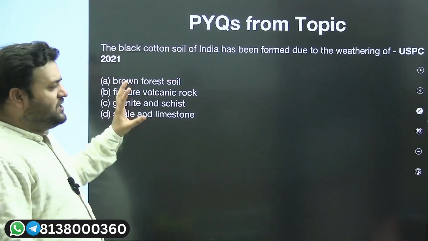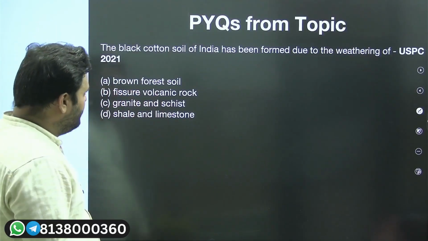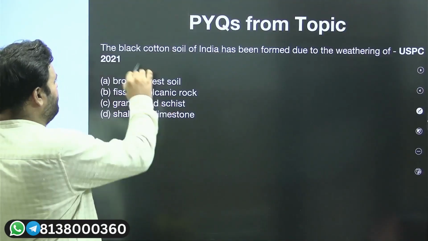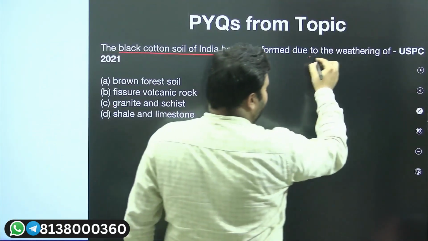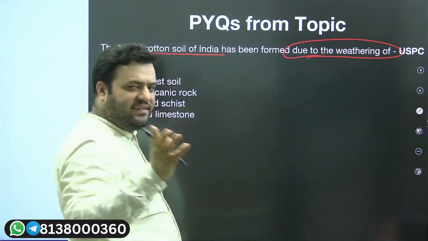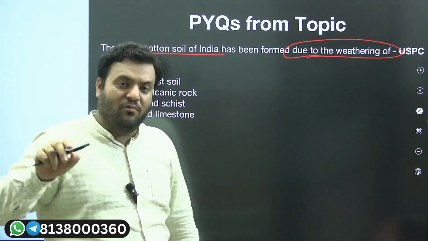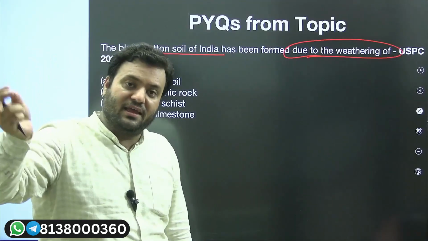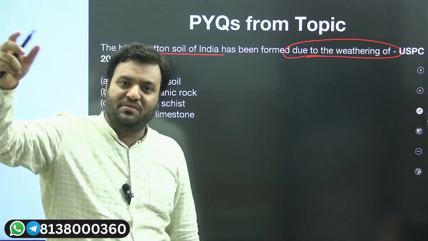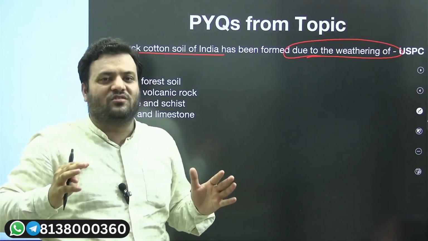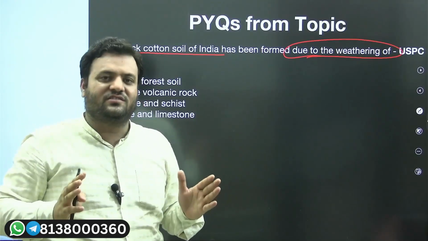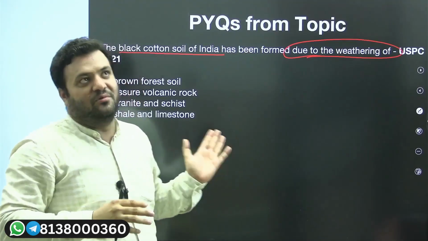This is a bit older question. The black cotton soil of India has been formed due to weathering of what? See, weathering as a concept we have learned. Now you have to learn how weathering will be applied in India, or how weathering would be applied globally. That is the significance of this knowledge, the significance of the learning which we are doing as of now.